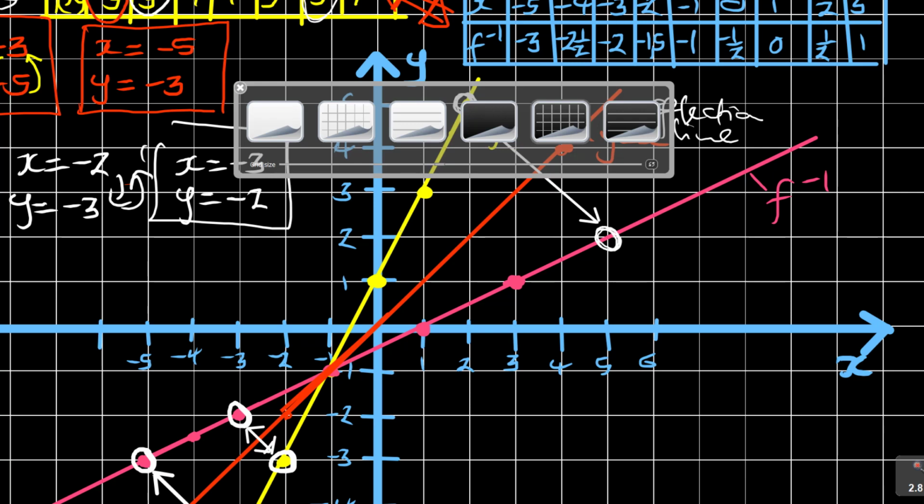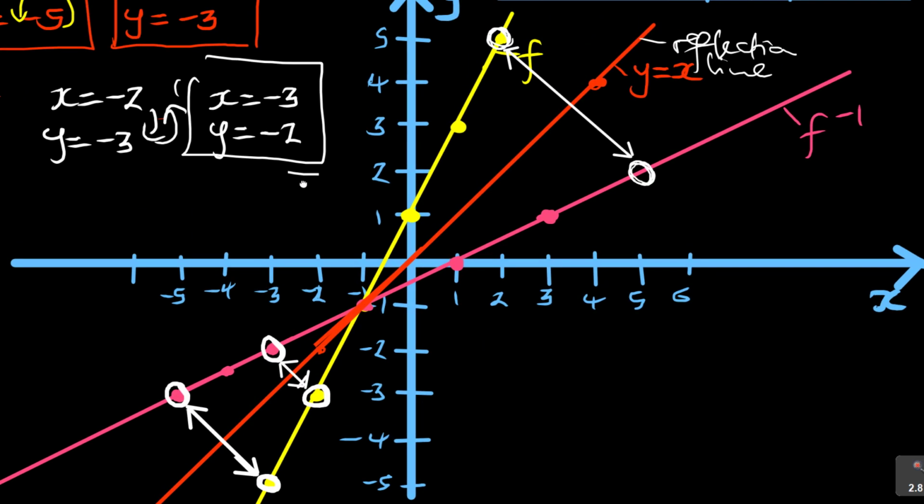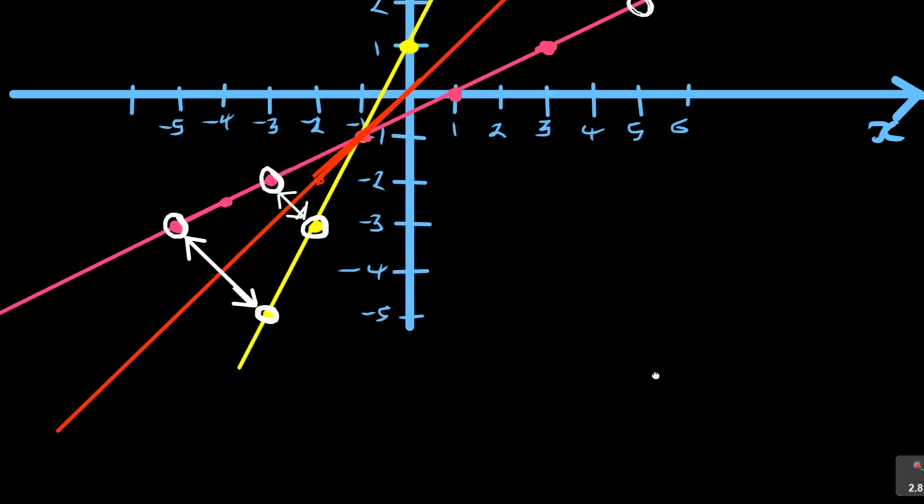To a point that if I bring this like this, without showing you now, you can see that this line is the mirror. Okay, that y is equal to x is the mirror line. What it does is it reflects f along the line y is equal to x so that it becomes the inverse. But in that reflection, the inverse, I think we've seen what is happening.